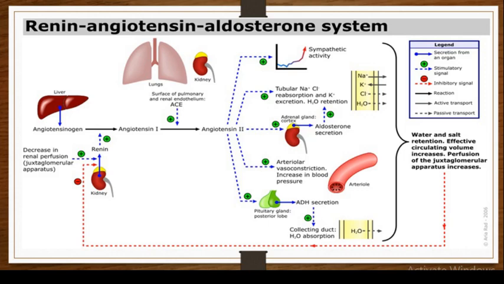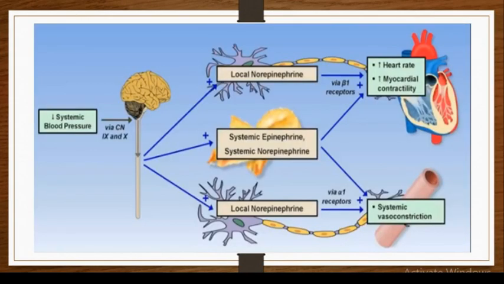And as we move on with this series of antihypertensives, we shall see that some drugs interfere with each step of this system, as we shall see very soon. The next system I want us to talk about is the sympathetic nervous system and its effect on the heart.